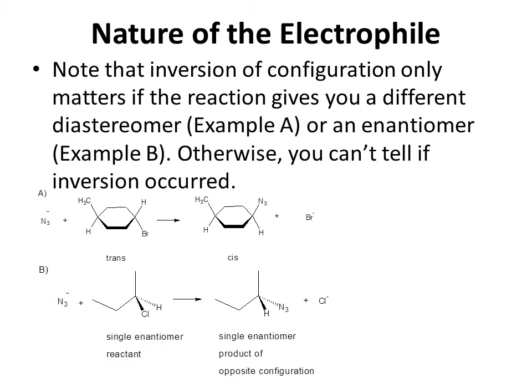That is, imagine if you replace the azide, the N3, in the product with Cl. Wouldn't that be the opposite enantiomer? So we say that the replacement of the chloride by the azide achieves inversion of configuration. We've created the opposite configuration of the enantiomer.